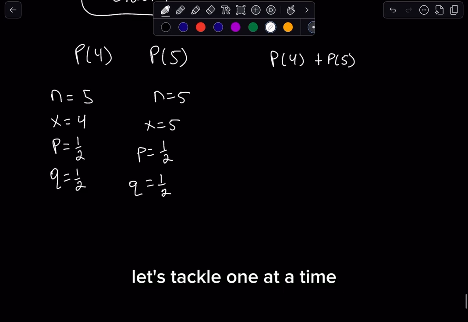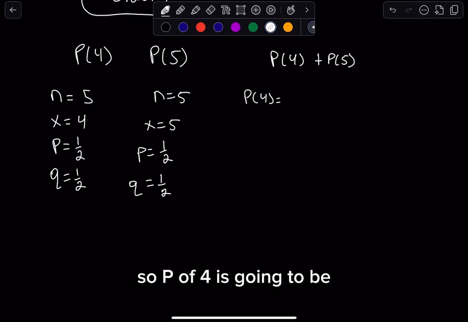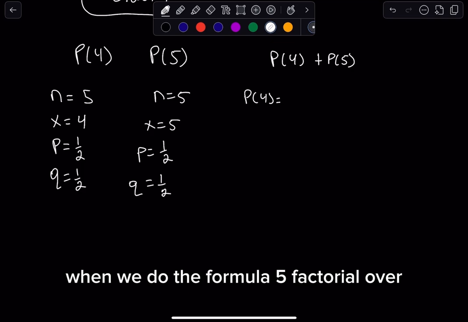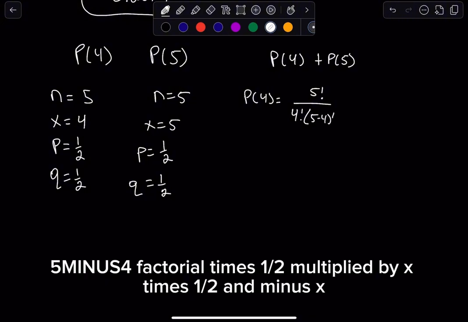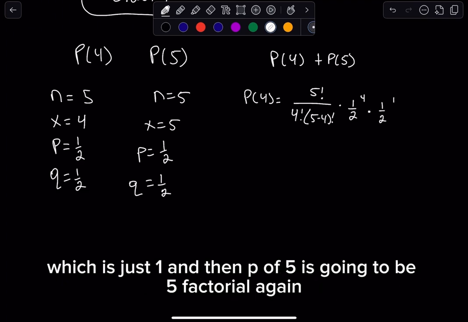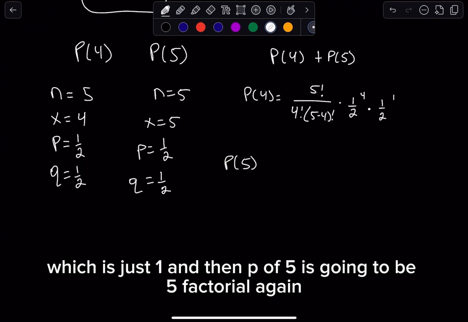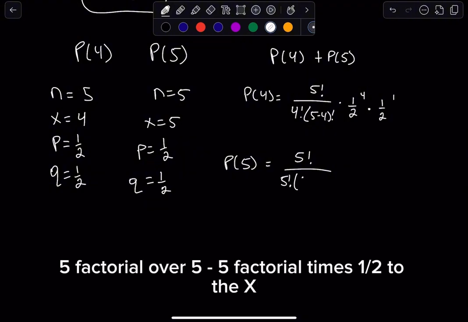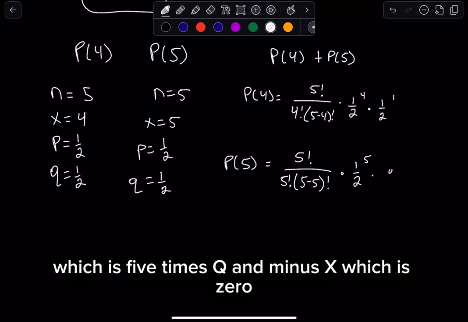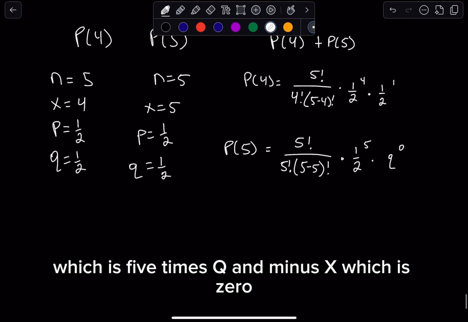Let's tackle one at a time. So P of 4 is going to be, when we do the formula, 5 factorial over 4 factorial, 5 minus 4 factorial, times 1/2 to the x, times 1/2 to the n minus x, which is just 1. And then P of 5 is going to be 5 factorial over 5 minus 5 factorial times 1/2 to the x, which is 5, times q to the n minus x, which is 0.